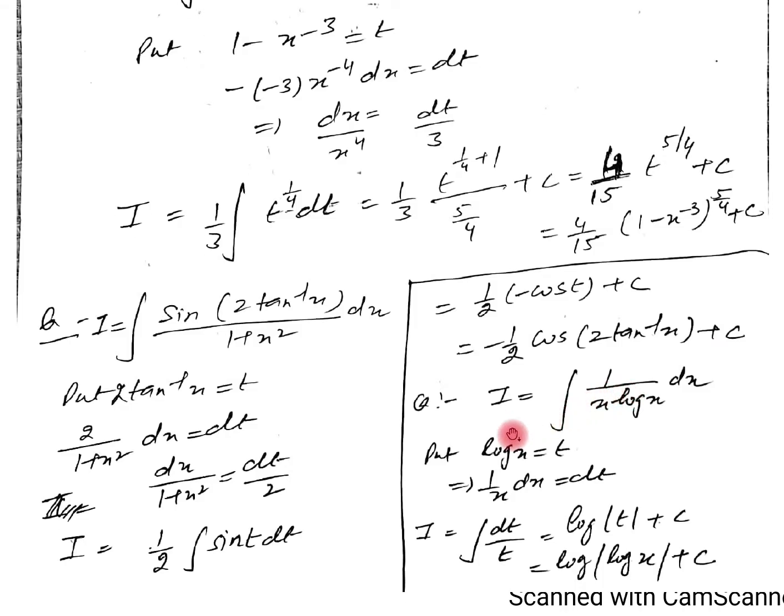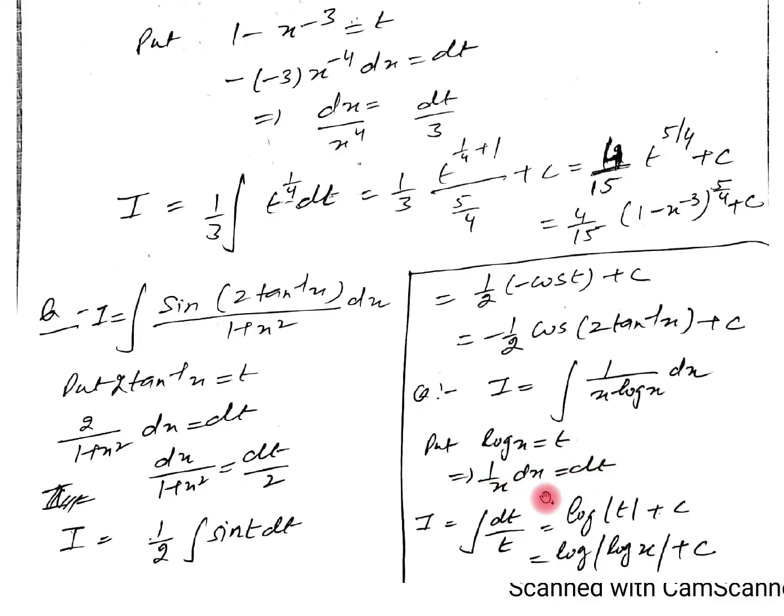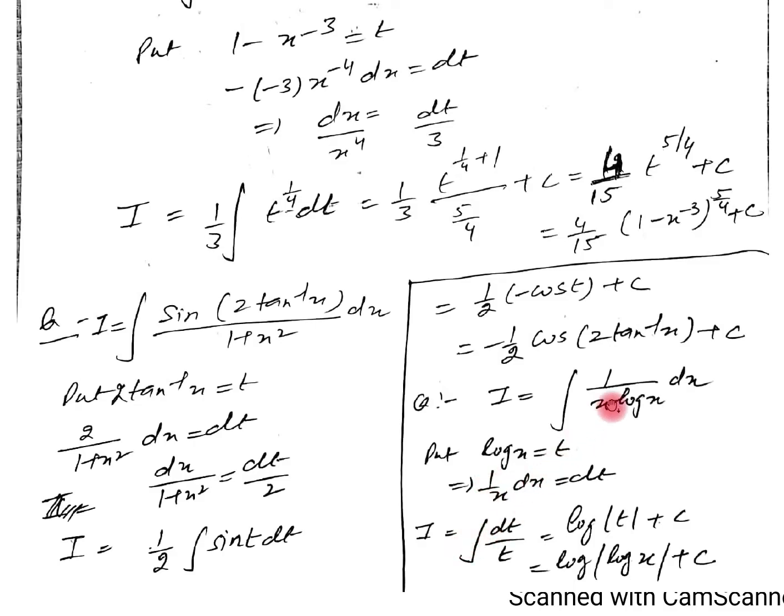Now the next question is I equal to integral of 1 upon x log x dx. Again putting log x equal to t, then 1 upon x dx equal to dt. Then I becomes dt, and log x is t, so it becomes dt upon t. Now we know the integral of 1 upon t is log t plus c. Resubstituting the value of t, we are getting log of log x plus c.